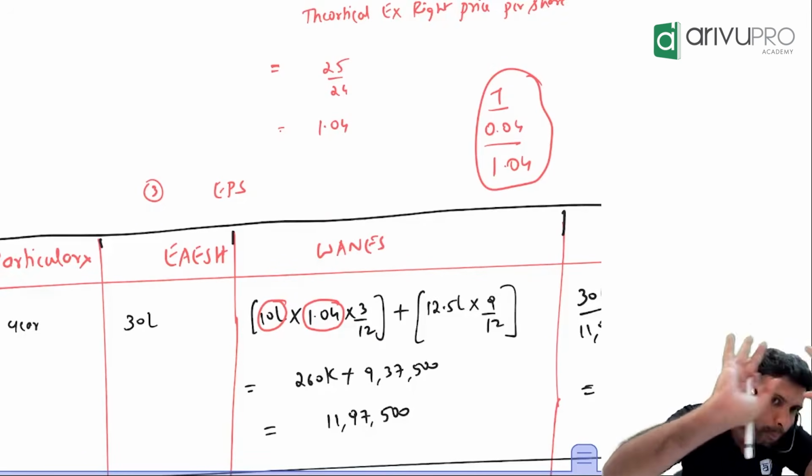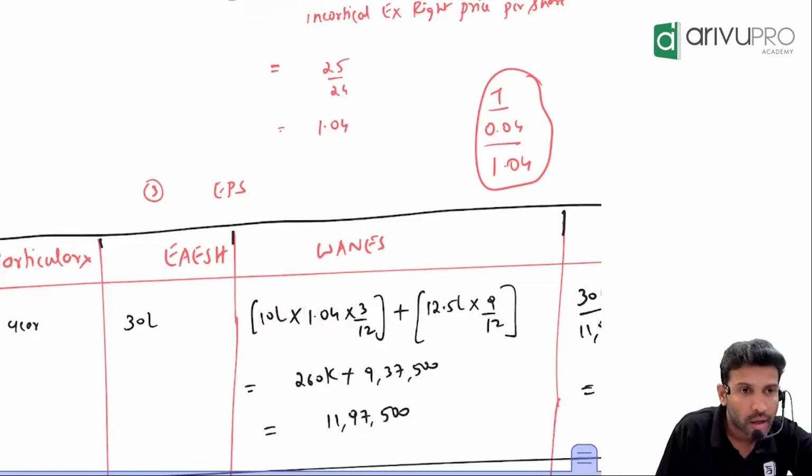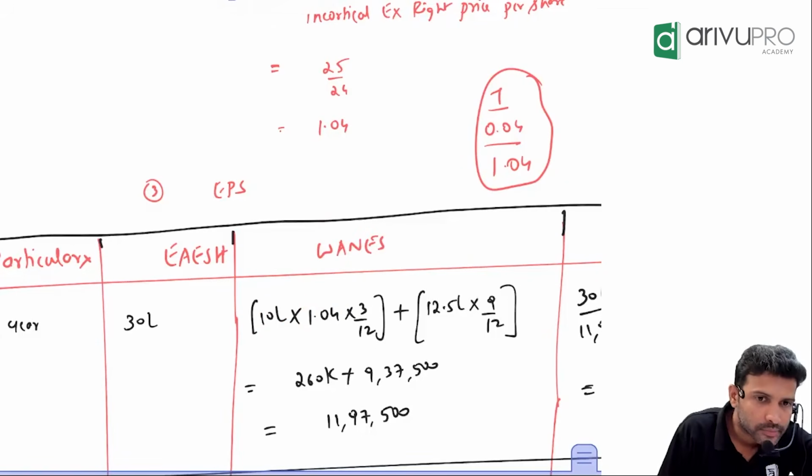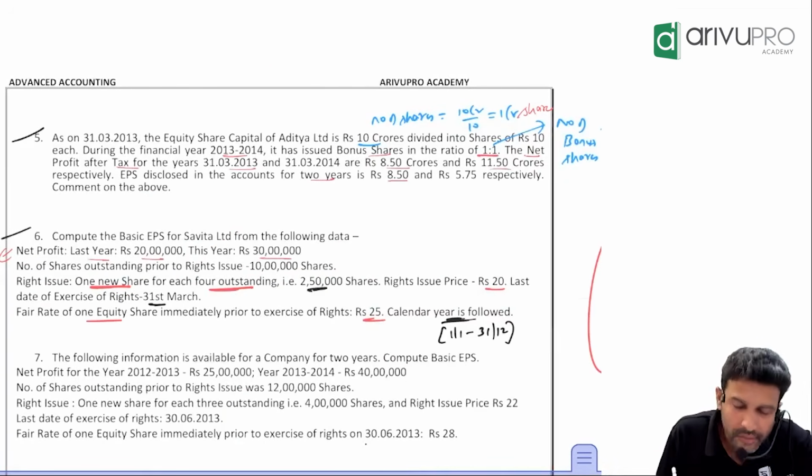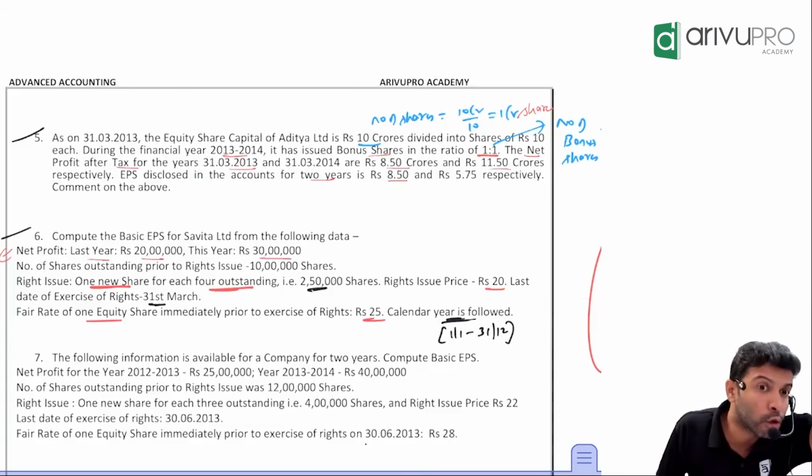Okay, ji. Pakka ji. That is right. Hang on. That is right. This is okay. This number is okay. One second. Hang on. Which are we following? April to March or calendar year? Calendar year. We are doing the cumulative approach.